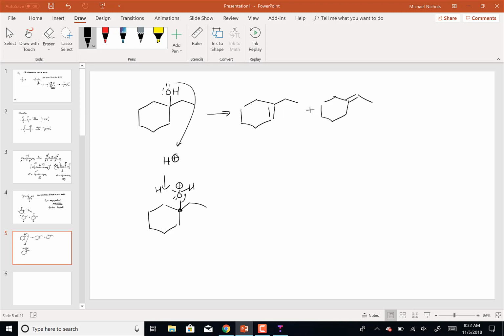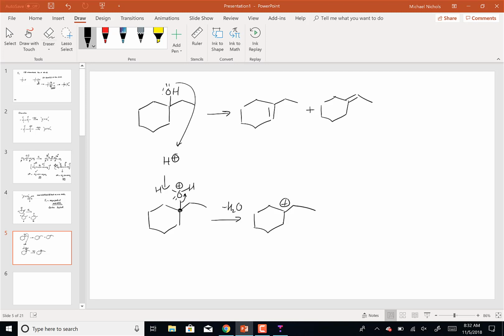If my water molecule leaves, what kind of carbocation am I going to form? What kind of carbocation is that? Primary, secondary, or tertiary? Tertiary. Is it stable? Yes. So I'm going to lose my water molecule and I'm going to make my tertiary carbocation.